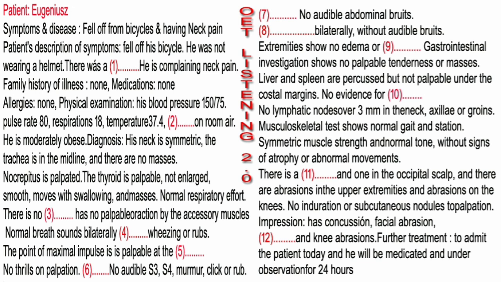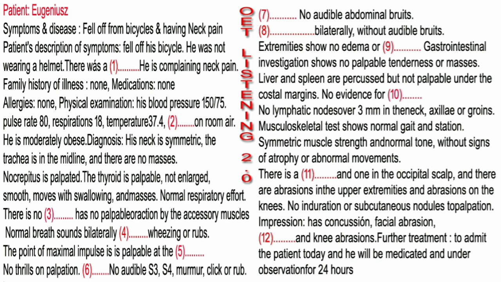No, Doctor. Well, his physical examination shows his blood pressure 150/75, pulse rate 80, respirations 18, temperature 37.4, saturation 97% on room air. He is moderately obese. His neck is symmetric, the trachea is in the midline, and there are no masses. No crepitus is palpated. The thyroid is palpable, not enlarged, smooth, moves with swallowing, and has no palpable masses. Normal respiratory effort. There is no intercostal retraction or action by the accessory muscles. Normal breath sounds bilaterally with no rhonchi, wheezing, or rubs.